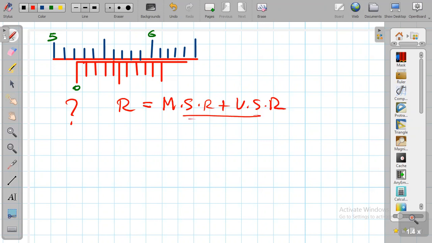Main scale reading plus vernier scale reading. By the way, now tell me how to obtain the main scale reading and how to obtain the vernier scale reading. Kids, speak up, at least text. Tell me the answer. Let me check, because this is the ultimate understanding from the last week video, last week lesson.